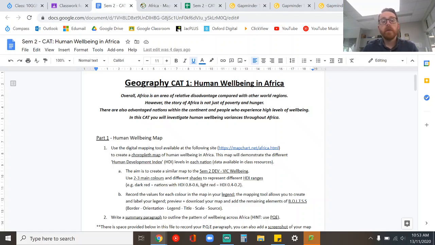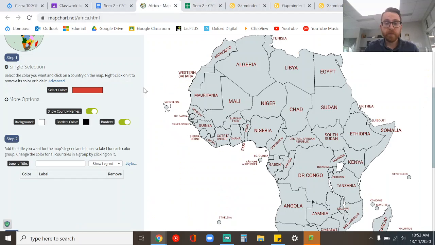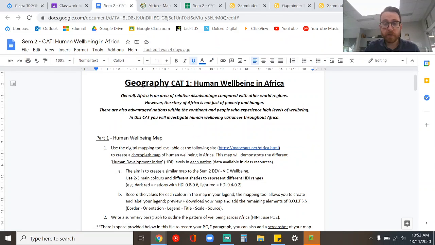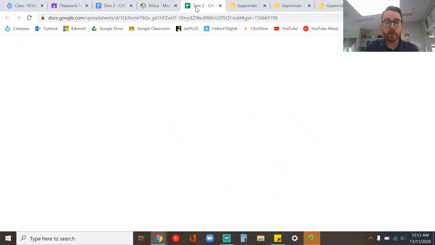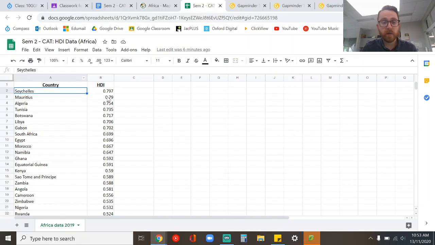Most of you should have gotten close to completing the Human Wellbeing Map. So using the mapchart.net tool, you were supposed to create a choropleth map of human well-being in Africa. You needed to go through the HDI data, the Human Development Index, livability in these different African countries. They're ranked in order of most livable to lowest human well-being.